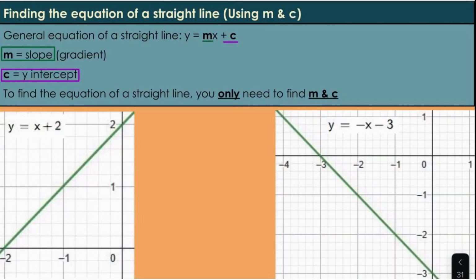Today we learn how to find the equation of a straight line using m and c. We start with the general equation of a straight line, y equals mx plus c. Our m is the slope value, our c is the y-intercept. To find the equation of a straight line, you only need to find m and c.